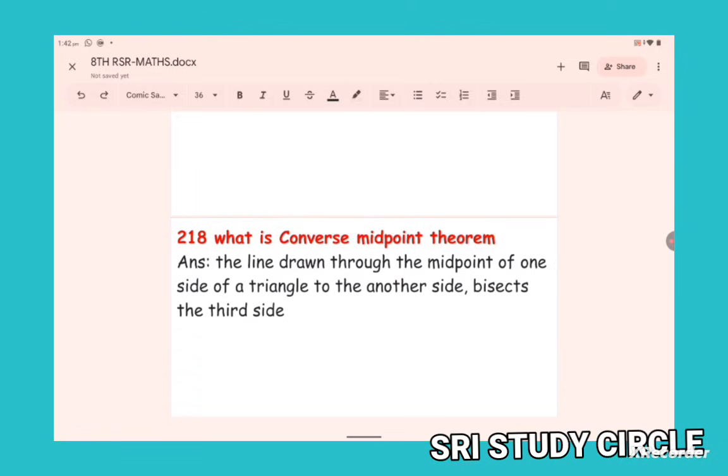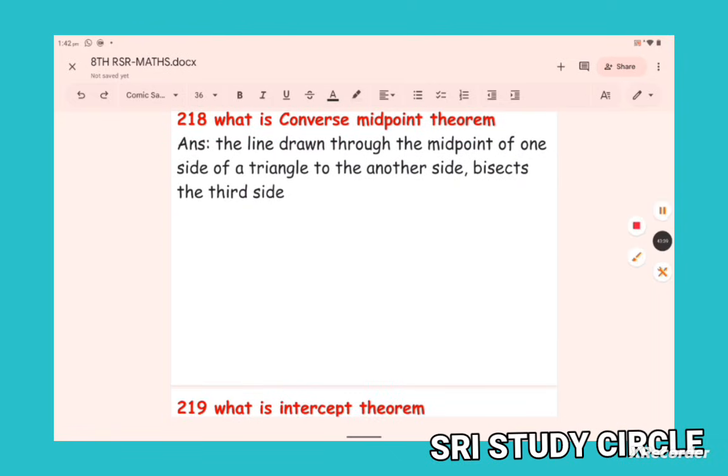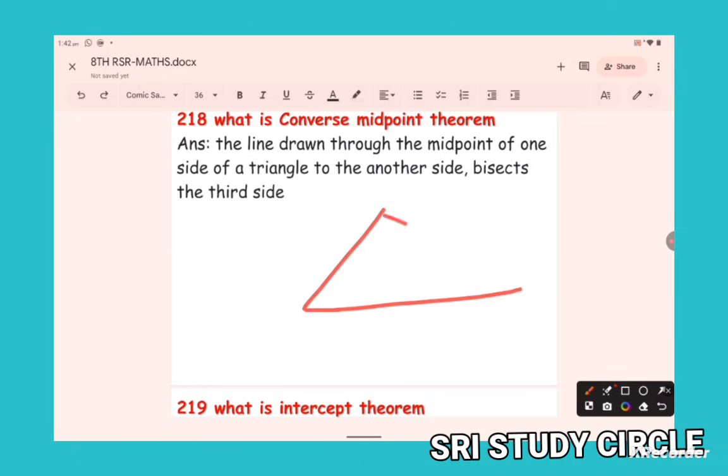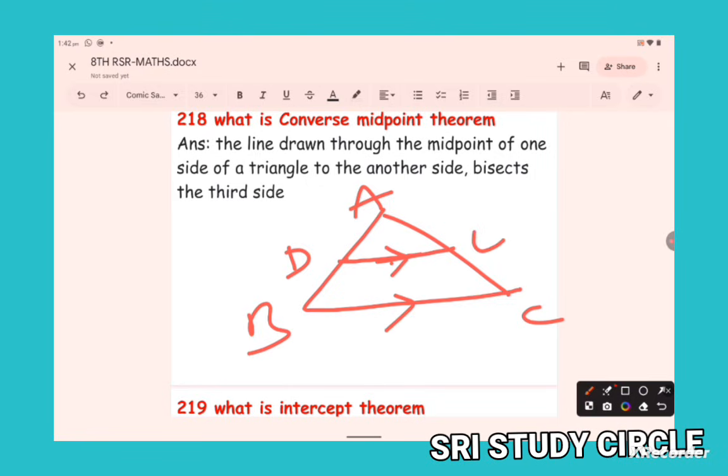Right. Now next, converse of midpoint theorem. A line drawn through the midpoint of one side of a triangle, parallel to another side, bisects the third side. ABC is a triangle, D is the midpoint of AB, and a line through D is parallel to BC, then DE bisects the AC. That means E is the midpoint of AC. AE is equal to EC.